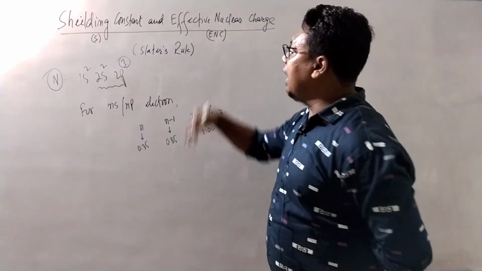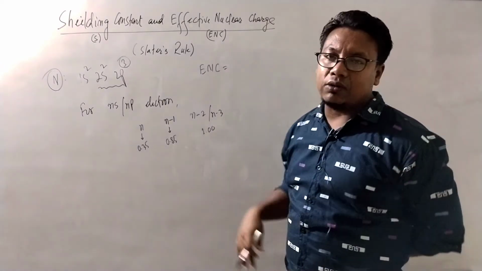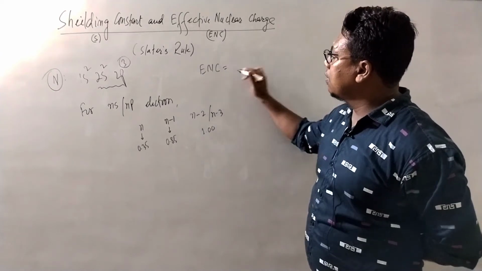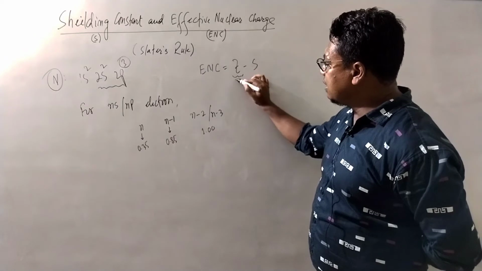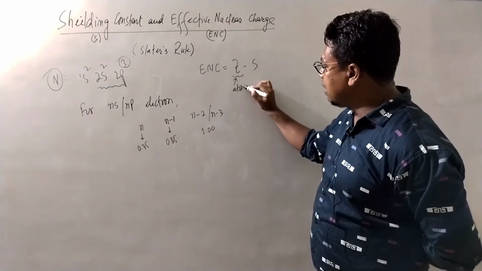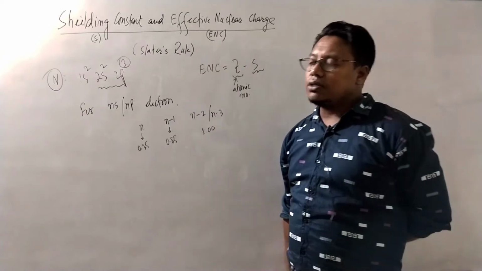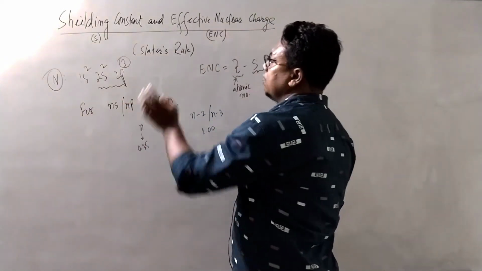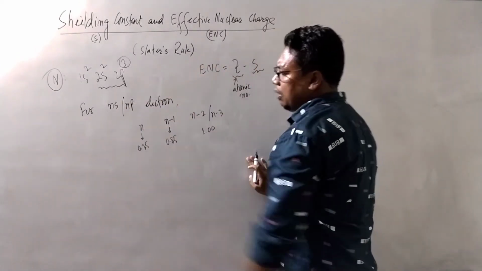Then we can calculate effective nuclear charge. Effective nuclear charge is calculated by this formula, which is Z minus S. Z is nothing but the atomic number, and S is our shielding constant. So Slater's rule is for the calculation of shielding constant, not for effective nuclear charge.